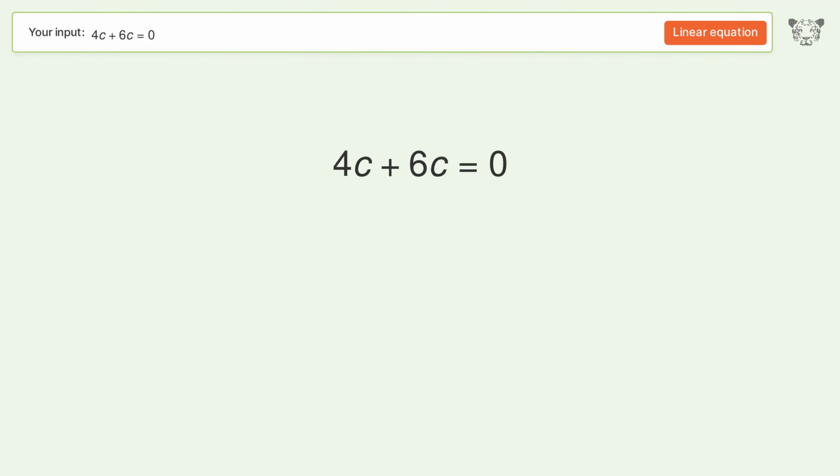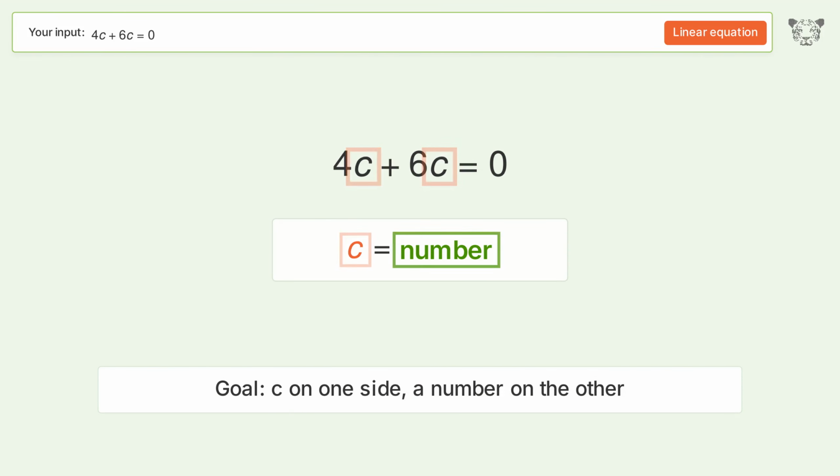Here is the linear equation we are asked to solve. 4 times c plus 6 times c equals 0. Solving means leaving the variable alone on one side, with a number on the other. Let's do this step by step.